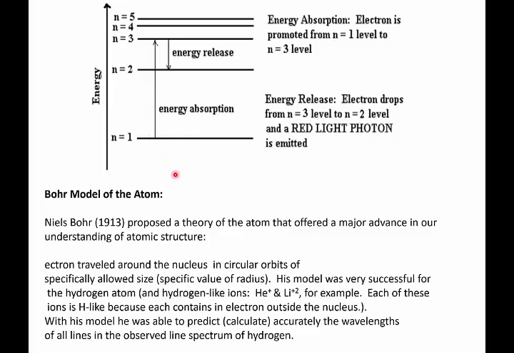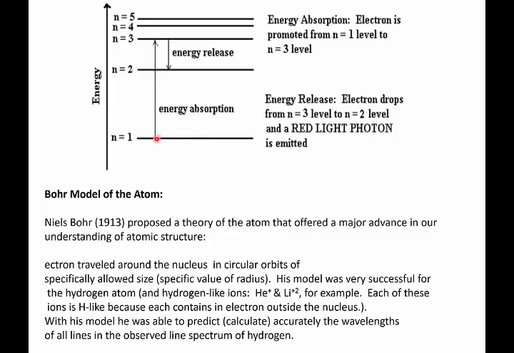Let's use this diagram to explain how energy is released by an energized hydrogen atom. Now, before energy is absorbed by the hydrogen atom, the electron in the atom lies in the lowest possible energy. That's the n equals 1 level, sometimes called the ground state level. Now, we pump energy into the atom. What happens is the electron will move to one of the higher energy levels. The level that the electron is promoted to depends on the amount of energy absorbed, and it's a random process.